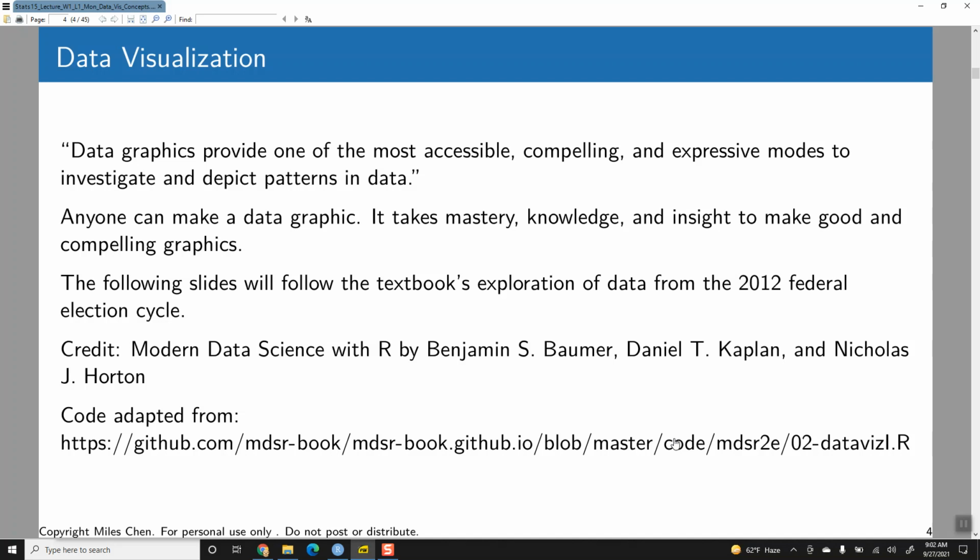Anyway, it starts off, very first sentence: data graphics provide one of the most accessible, compelling, and expressive modes to investigate and depict patterns in data. And the truth is anyone can make a data graphic, all right? But to make a good one, it takes mastery, knowledge, and insight, okay? And our textbook compares it to cooking, okay?